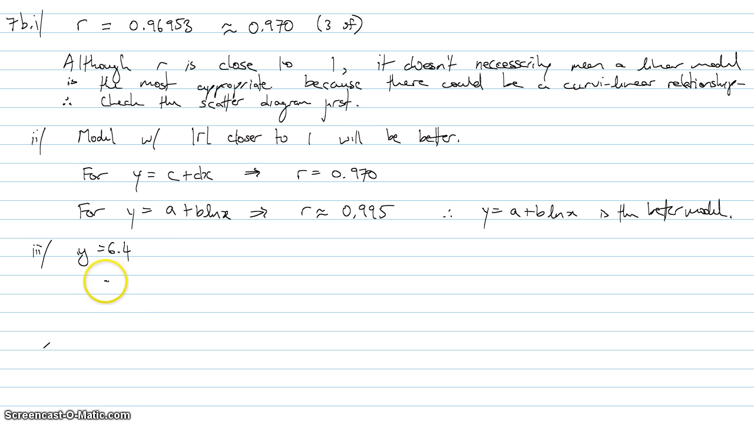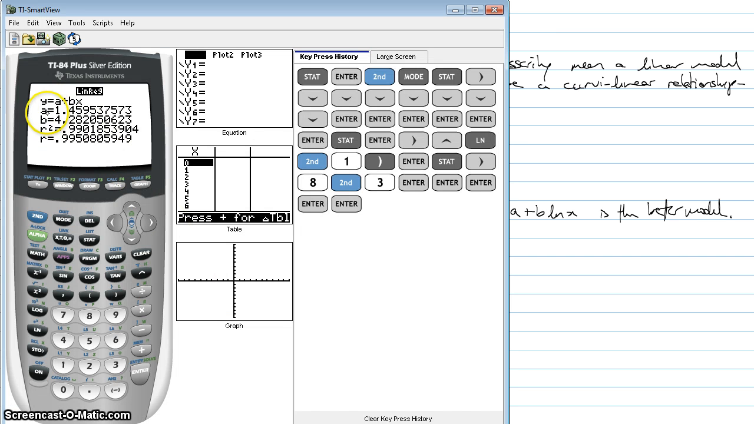So that means that 6.4 is equal to, now if you go back to your calculator, it actually tells you what your values of a and b are. So a is 1.4595 and so on, b is 4.28205 and so on, right? And it's a plus b times x. It says x here, but we know the x list was actually ln of our x values. So these are my a and b values correspondingly.